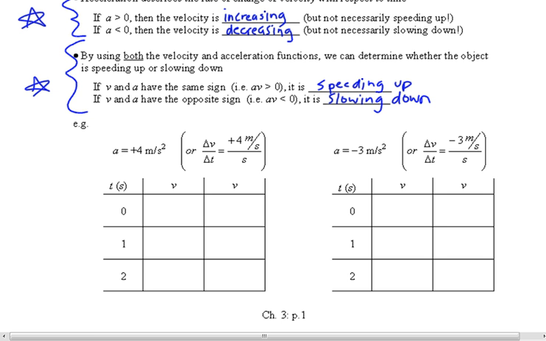Now let's look at this example where we have positive 4 meters per second squared. We're going to look here at when velocity is greater than 0, and an example when velocity is less than 0. So velocity increases by 4 meters per second every second.